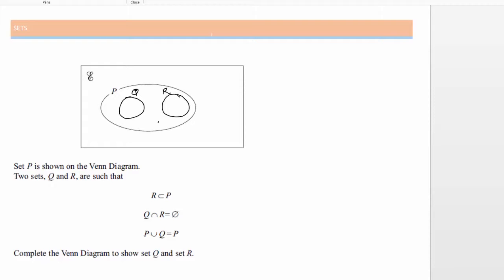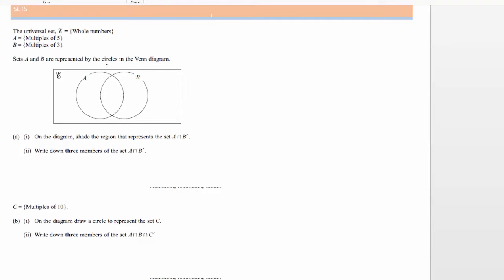So that's my diagram. We can see here, as I mentioned earlier, that a set can be defined either by listing its members, if there are a few of them, or by stating the rule that they follow. Here you can see an example of infinitely large sets, so it's impractical to start listing them. Set A is multiples of 5, set B is multiples of 3, and the universal set is whole numbers or integers. A intersect B dashed: it's in A, but it's not in B.